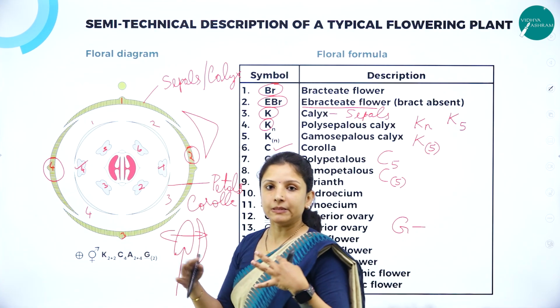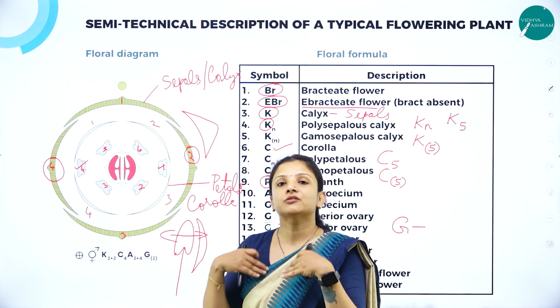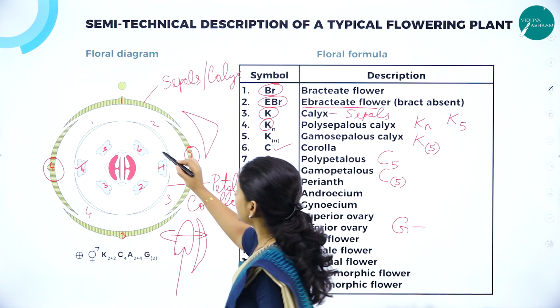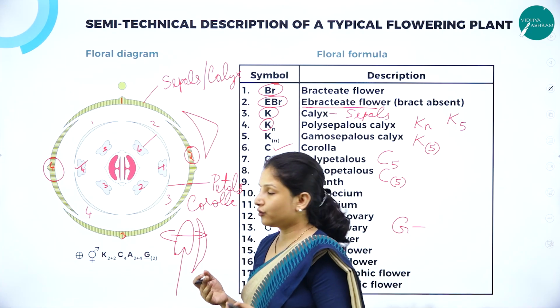Now, when you are looking at the flower, if you find that the anthers are connected to the petals, adhering or joining the petals, then you'll have to draw a line like this. So that is how you do the floral diagram.